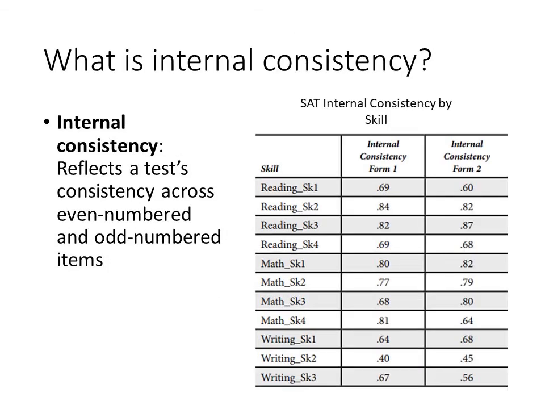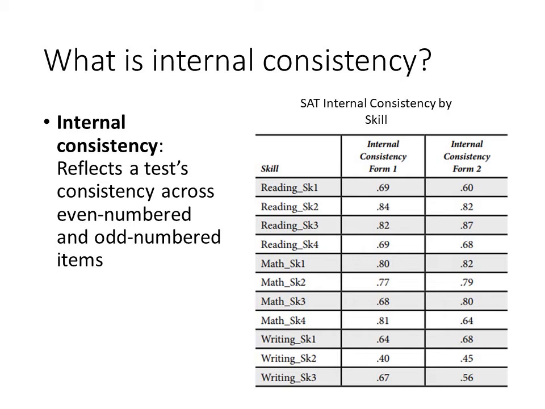When we evaluate internal consistency, we look at the items within a single test. We could look at the internal consistency of Form A and the internal consistency of Form B. There are different ways to split up a test, but many people will split it into even and odd numbered items. The idea is to make sure that the items themselves are consistently measuring the construct you're measuring.